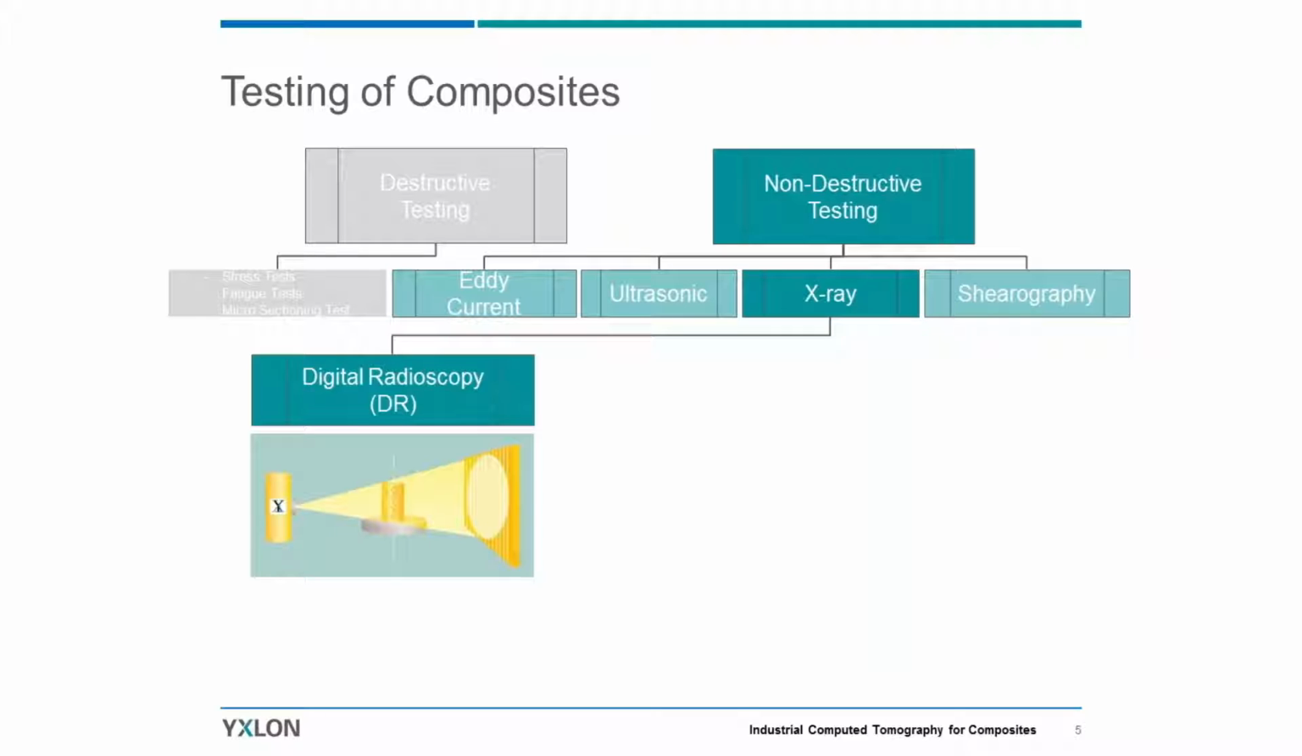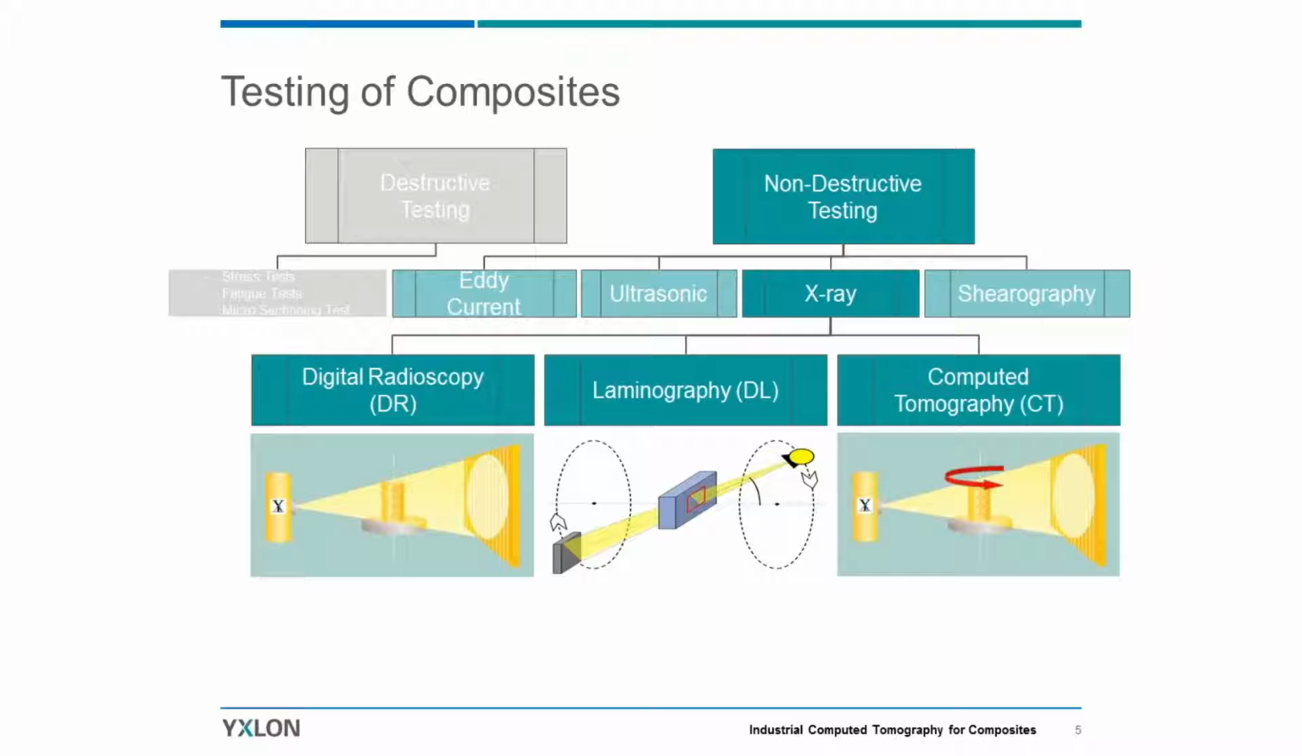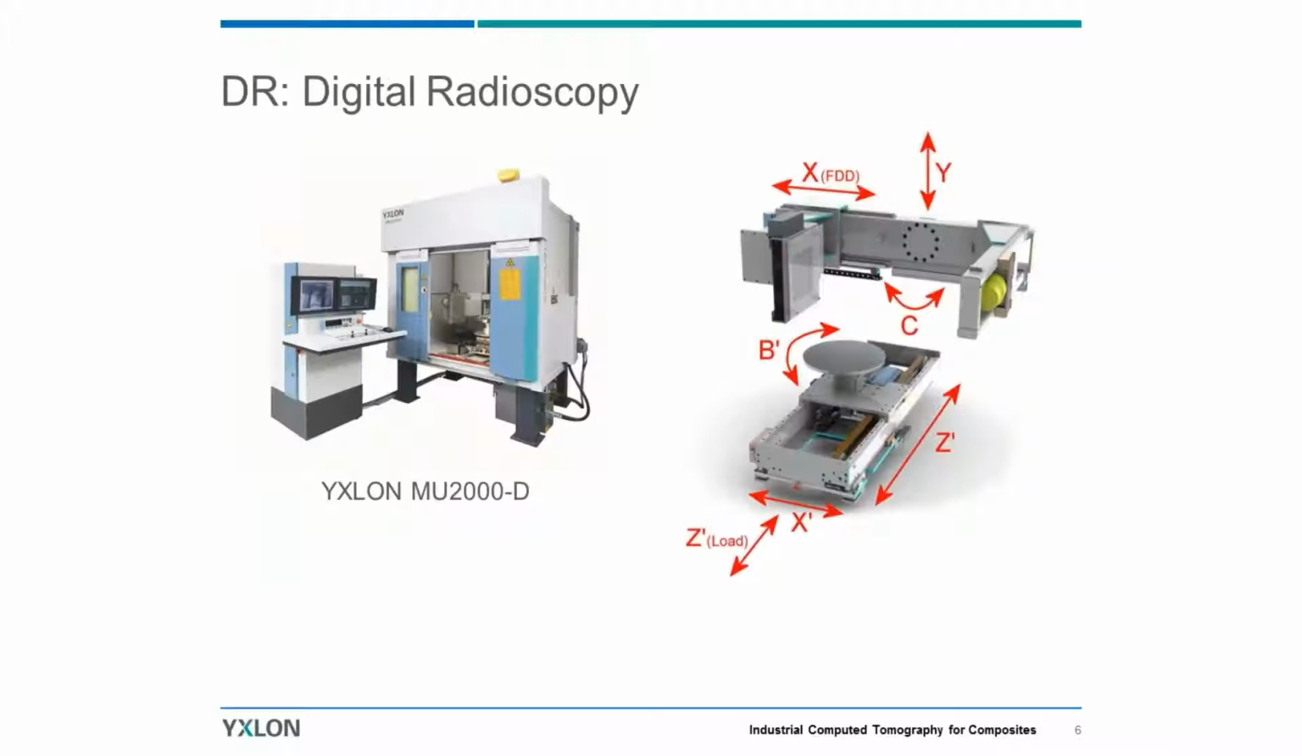And under X-rays, we have digital radioscopy. We'll talk about that a little bit in this presentation. Then there's also laminography, which is used in the composites environment for non-destructive testing, and then there's computed tomography, which is our main focus. But I'm going to show you what we can do with digital radioscopy first.